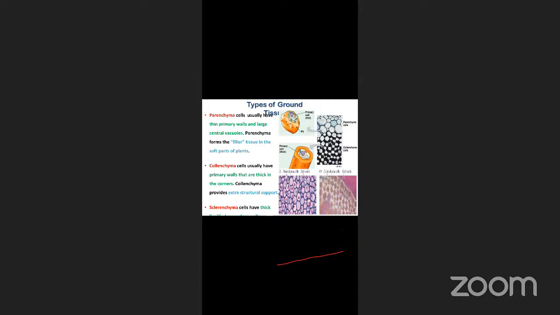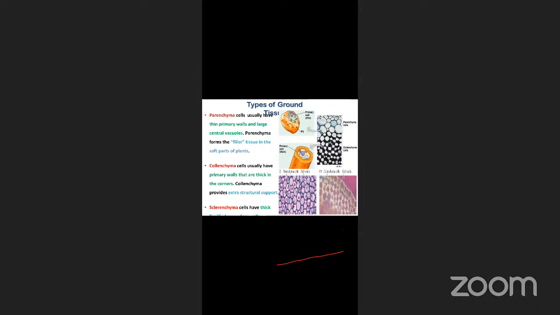These are the main cell organelles in the cell. All cells form a tissue system, of two types: simple tissue system and complex tissue system. First, simple tissue system, again of three types: parenchyma tissue, soft tissue, simple tissue; second, collenchyma; third, sclerenchyma. These three belong to simple tissues.